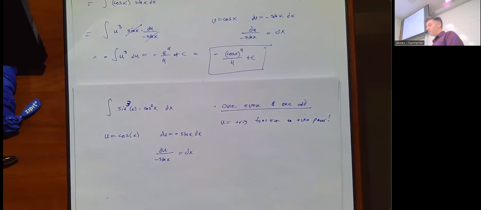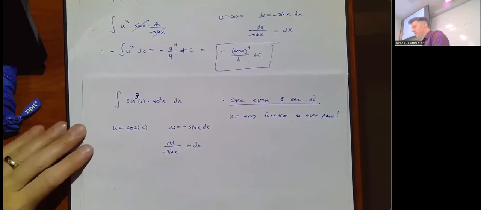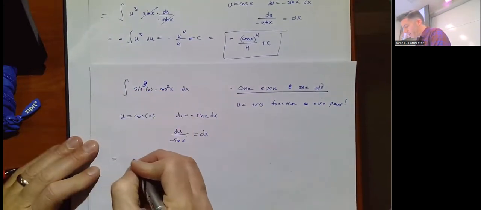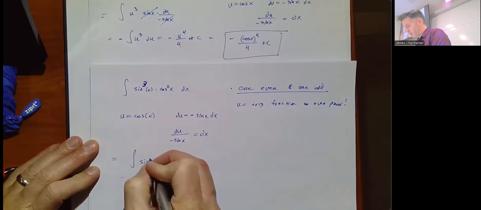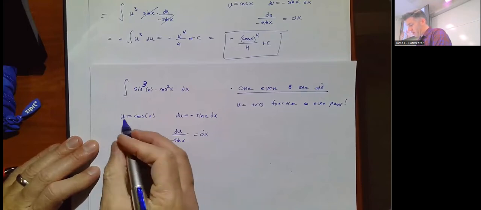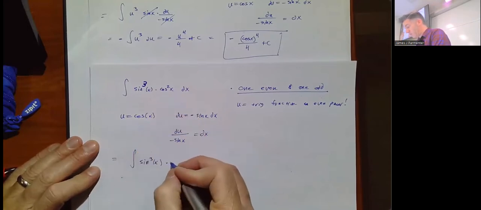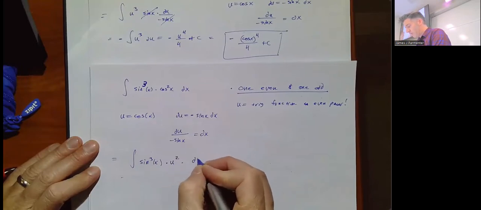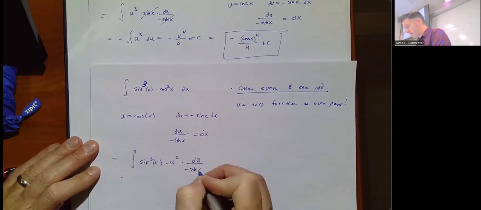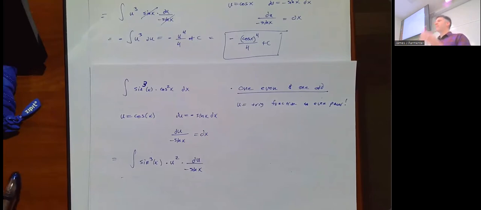So after you've made your choice for u, if you have any of your not u's left over, here's what I mean. We write this out, equal to the integral of sine cubed of x. Cosine squared is going to become u squared, and du over negative sine x. That's going to take care of one of the signs. How many signs do I have left over? 2, or to a second power.